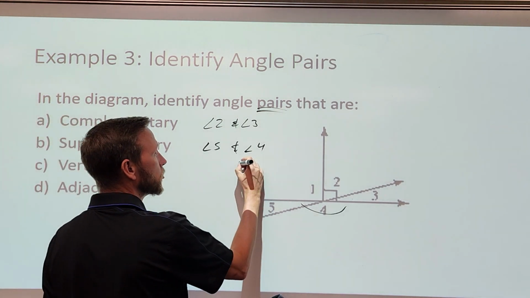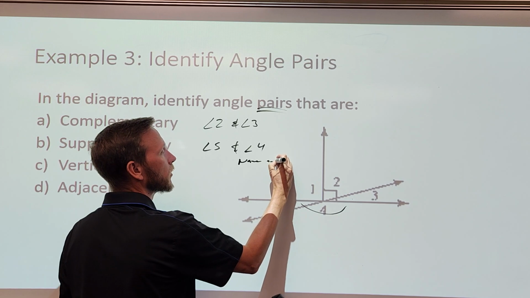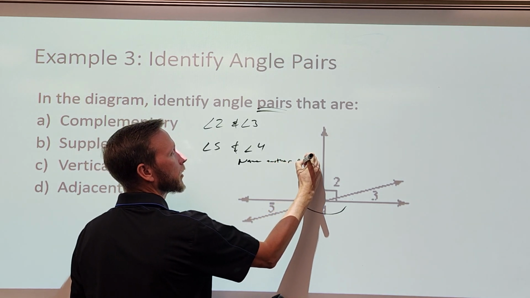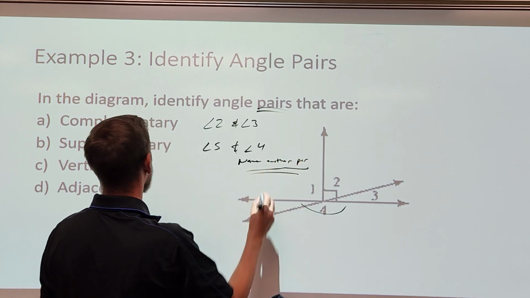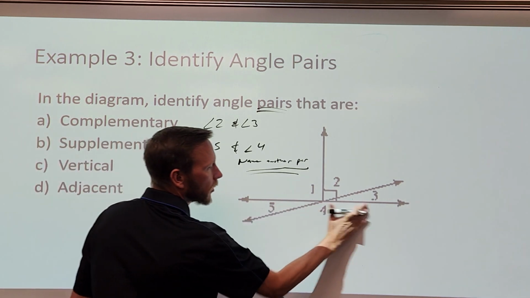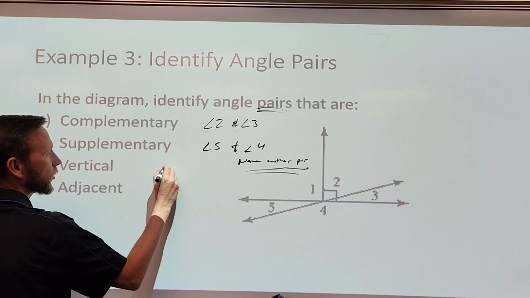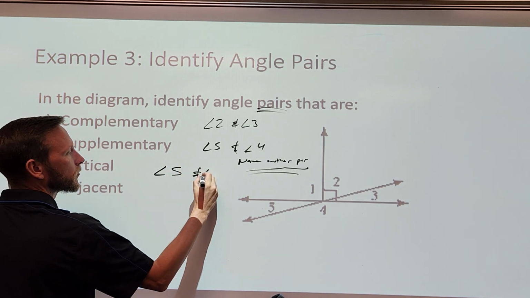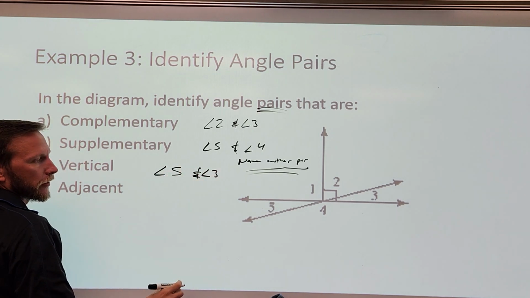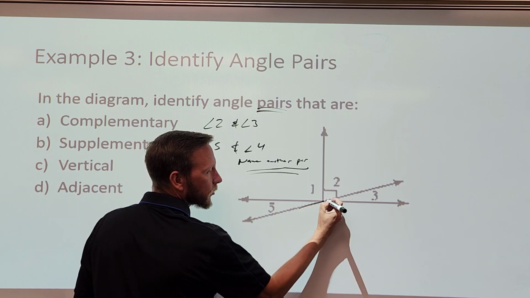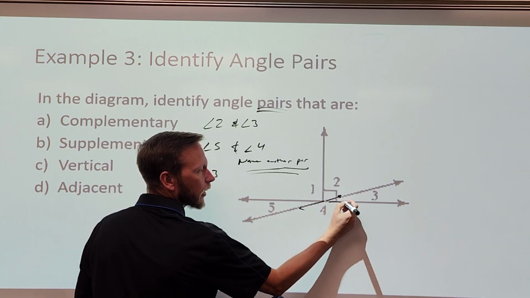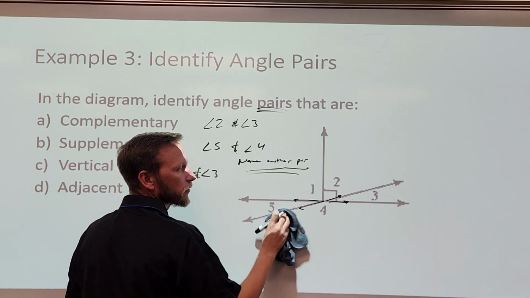There is another pair. Can you name the other? Name another pair of supplementary angles. Vertical angles. All right, so vertical angles. Angle 5 and angle 3 are vertical angles. They have opposite rays there and there for sides.